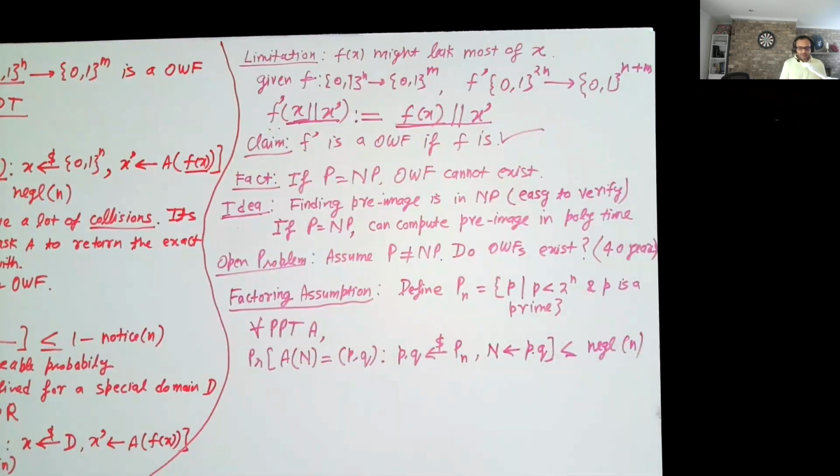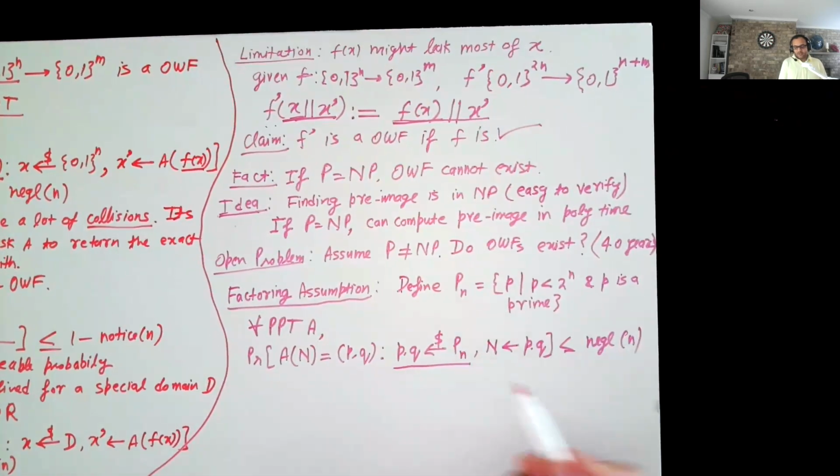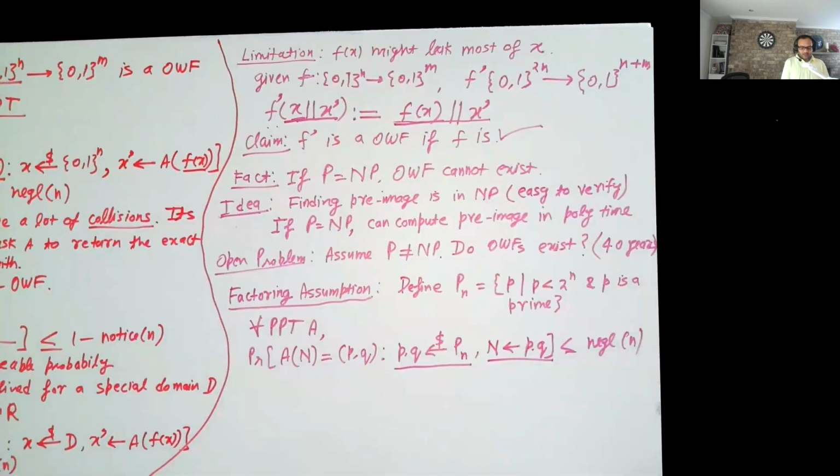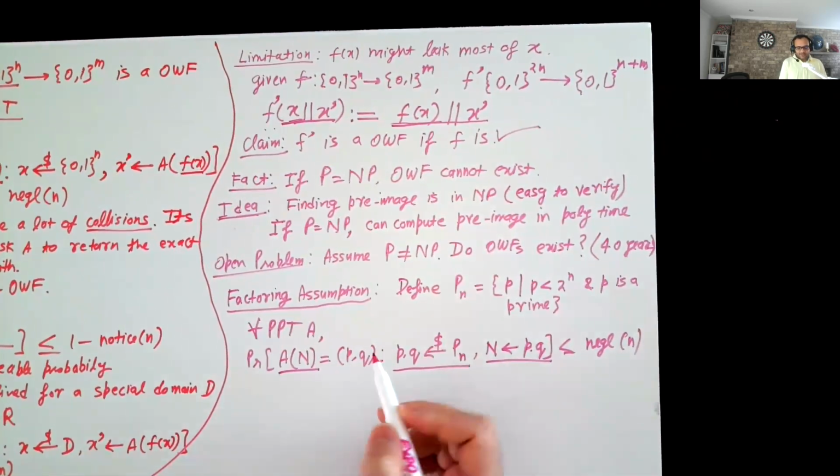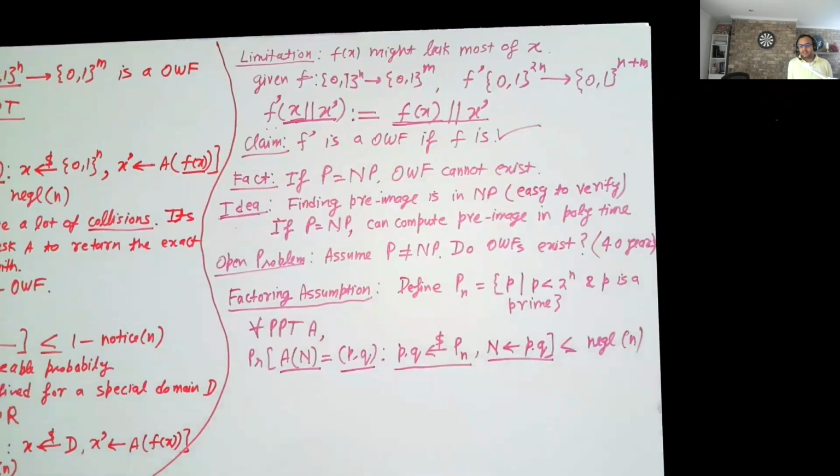Okay, so you start by sampling two primes, you multiply them, you give the multiplication as input to the adversary, and you ask the adversary to produce these P and Q. The probability that any adversary is able to do that is negligible. That's the factoring assumption, right?